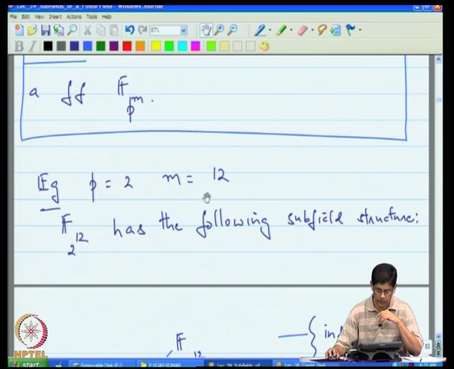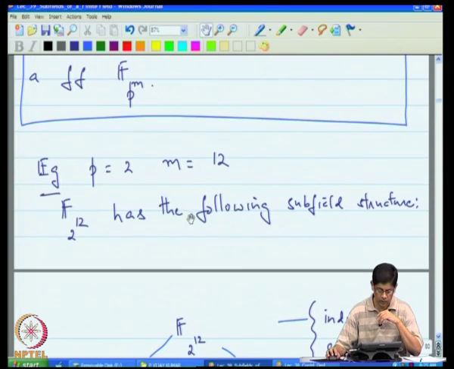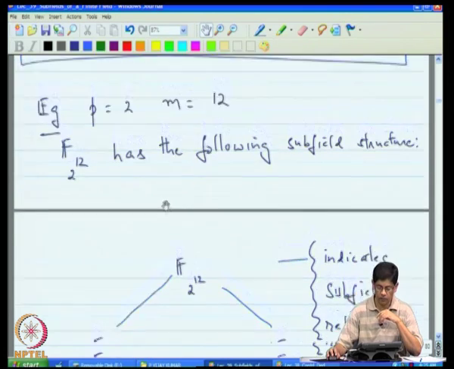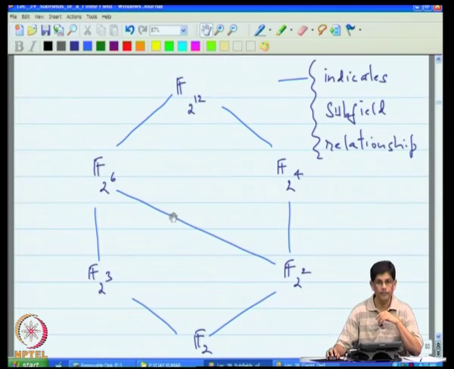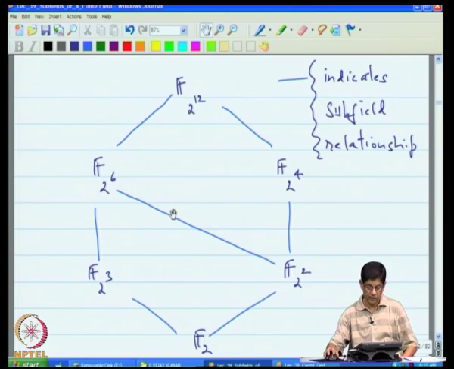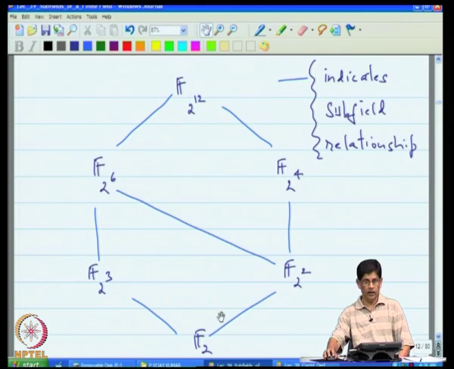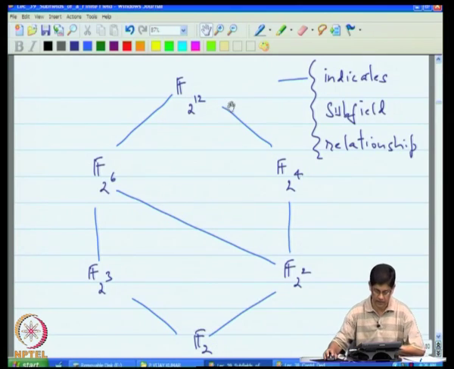When p is 2 and m is 12, then we are talking about the finite field of 2 to the 12 elements. It turns out to have the following subfield structure. Here is the field itself, here is the ground field F_2, and we already know of its presence. We know that every finite field contains the field corresponding to the characteristic of the finite field. So, we were already aware of these two.